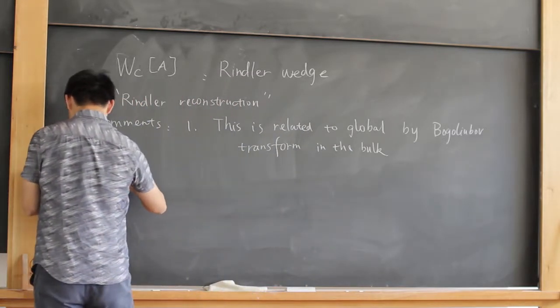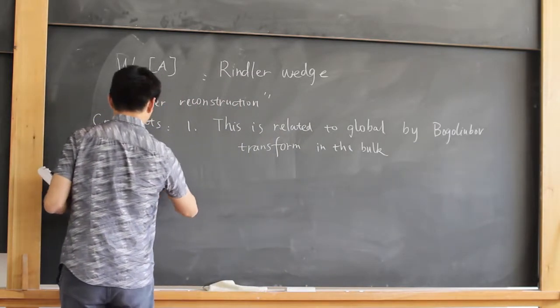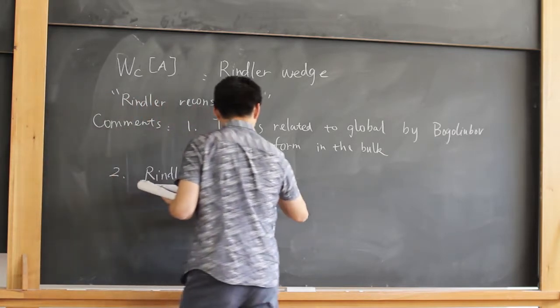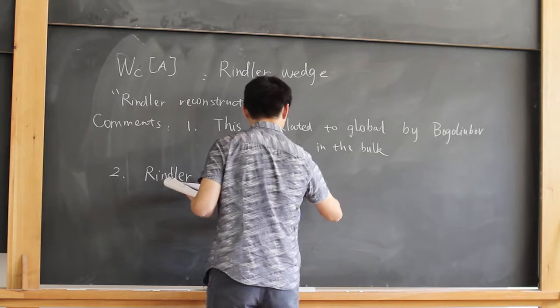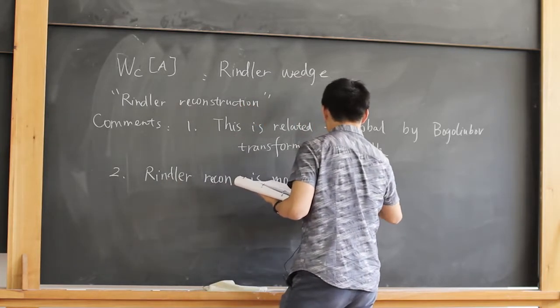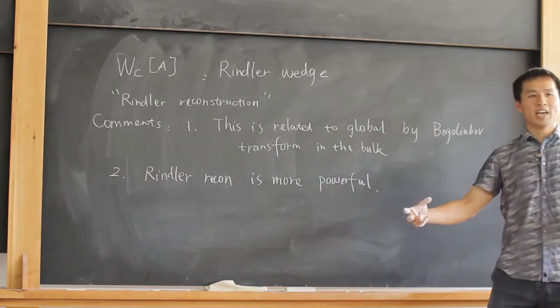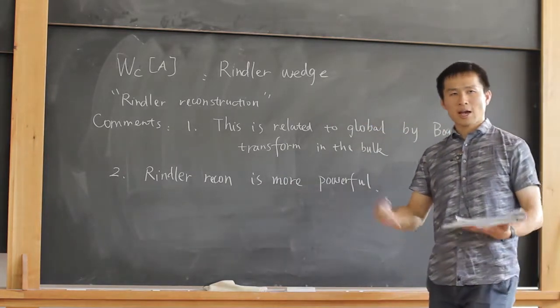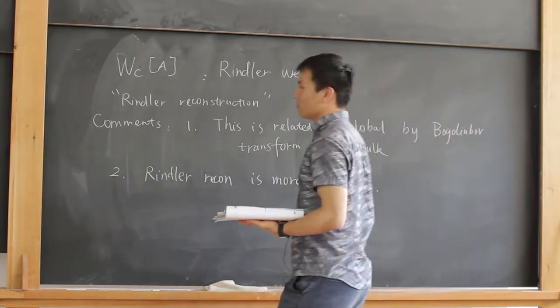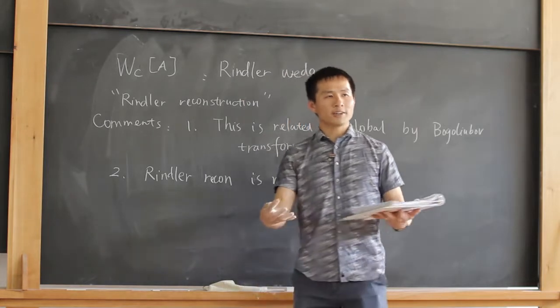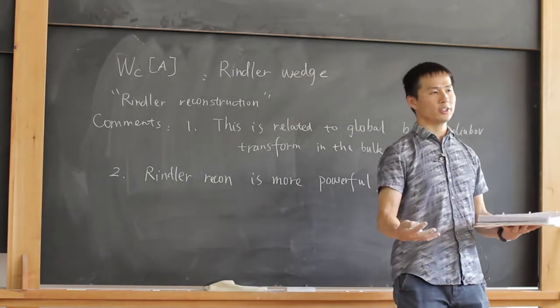The second statement is that the Ringler reconstruction is much more powerful and more useful in the sense that we don't need to know the entire CFT data to be able to use it. For example, we might want to use this formula to compute bulk physics, to compute correlation functions in the bulk.